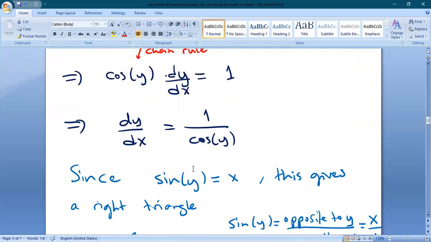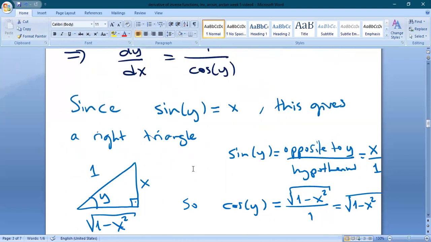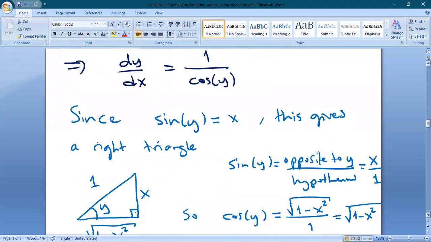From this equation, we can actually obtain a right triangle. And from that right triangle, we can find an expression for cosine in terms of x. Cosine of y can be written in terms of x. So how do we get this? If sine of y is equal to x, what is sine? Sine is the opposite side to y divided by hypotenuse on a right triangle when the angle is y. And x can be written as x over 1.